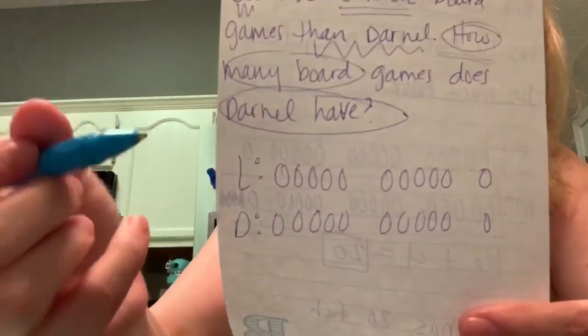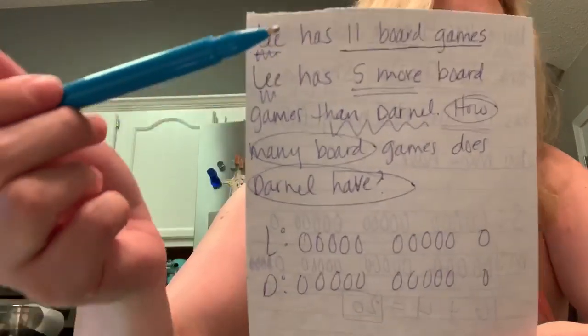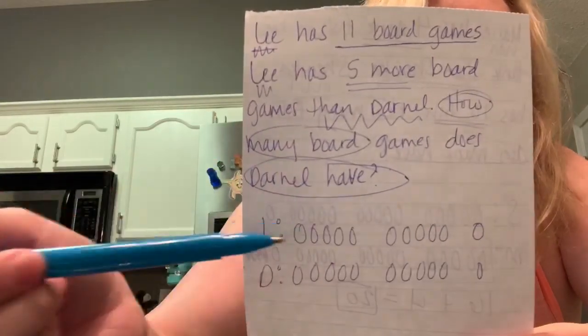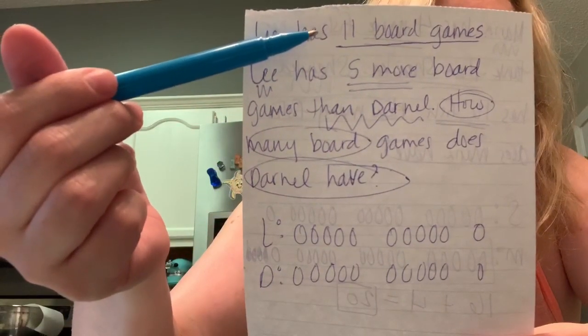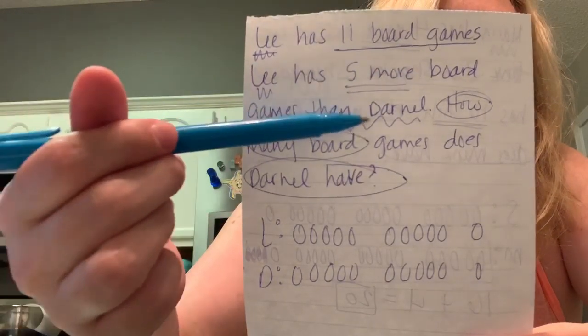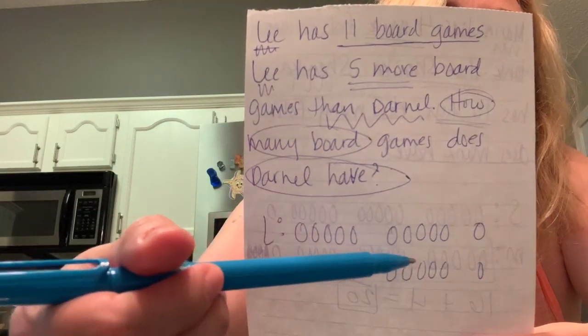So let's do this. Let's draw the same amount for Darnell. 1, 2, 3, 4, 5, 6, 7, 8, 9, 10, 11. Let's just make it easy. Draw the same amount. Okay. Lee has 11. I'm not changing anything on Lee, not at all, because it says right here, he has 11. It says he has 5 more board games than Darnell. 5 more than Darnell. So I'm going to take away 5 from Darnell to make Lee have more.